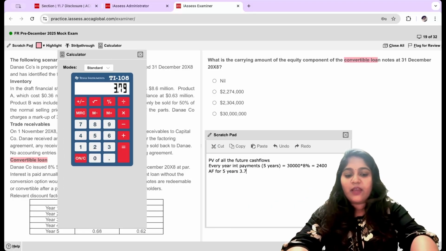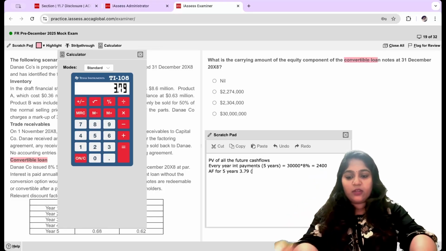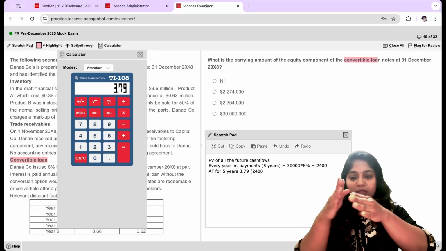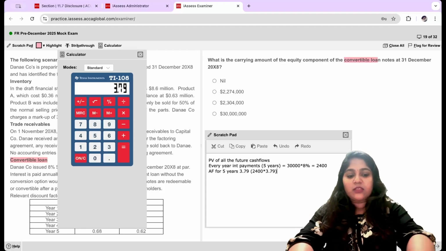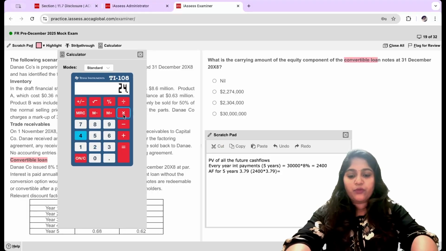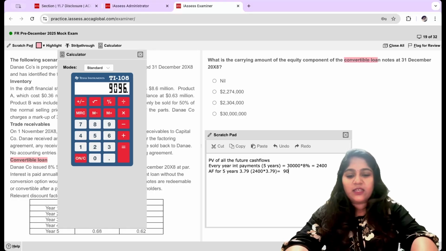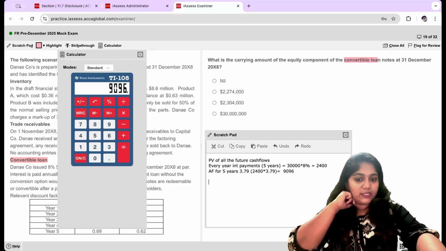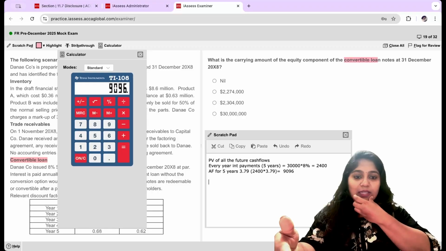So that should give me the total annuity factor of how much? 3.79. So if I have to calculate the present value of all of these interest payments, I can take 2.4 million as my regular cash flow, multiply with 3.79. That should give me a value of how much, guys? That should give me a value of 9.096 million. The present value of future interest cash flow is 9.096 million. But we also have one more value that we call as what?